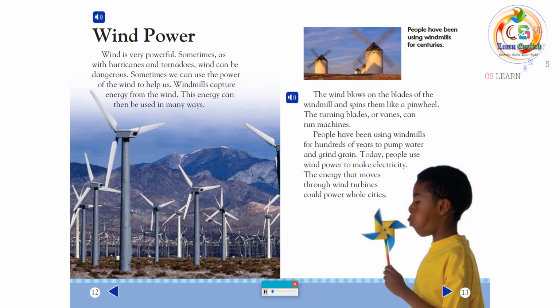The wind blows on the blades of the windmill and spins them like a pinwheel. The turning blades, or vanes, can run machines. People have been using windmills for hundreds of years to pump water and grind grain. Today, people use wind power to make electricity. The energy that moves through wind turbines could power whole cities.